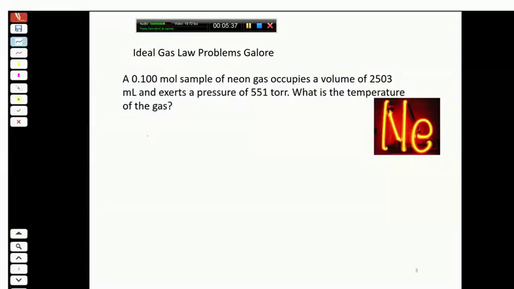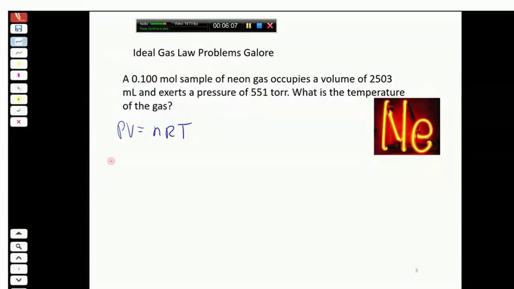So in this first example, we have a sample of neon gas with a volume of 2503 milliliters, a pressure of 551 torr, and the amount is 0.1 mole. What is the temperature of the gas? In this situation, we're not talking about changing any of these variables. We're not increasing the pressure or decreasing the volume or any sort of change. So we just want to use the ideal gas equation and solve for whatever our unknown is.